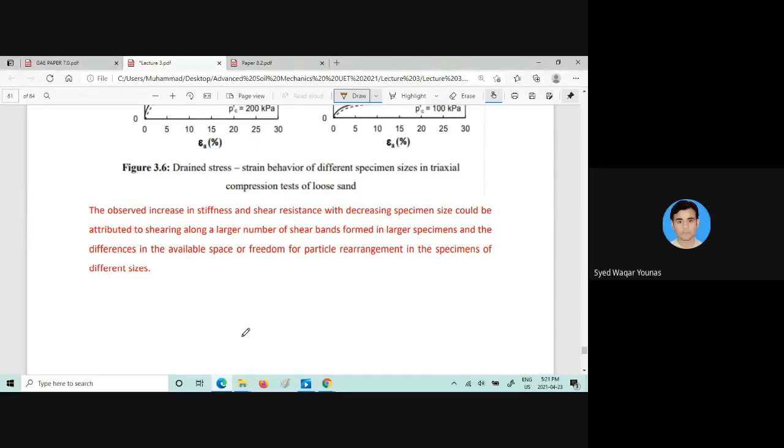The observed increase in stiffness and shear resistance with decreased specimen size could be attributed to shearing along a larger number of shear bands formed in larger specimens, and the difference in the available space or freedom for particle rearrangement in specimens of different size.